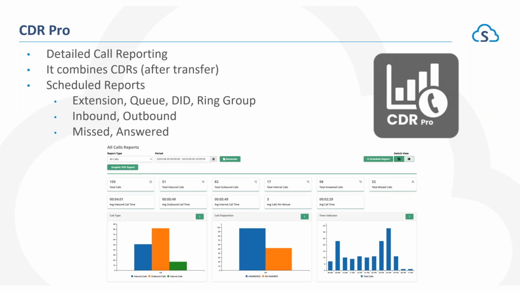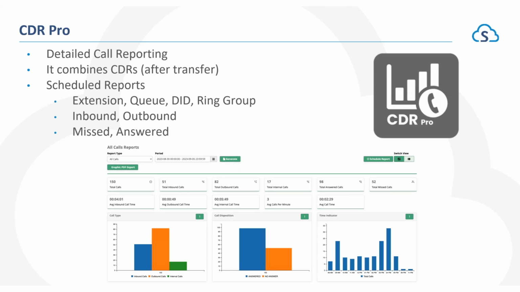So if you transfer a call, for instance, internally, that would be two different lines in a CDR. But CDR Pro actually recognizes that it's part of one call, but the call is being transferred to someone else. So it combines that information.